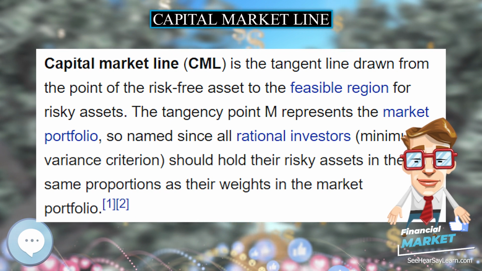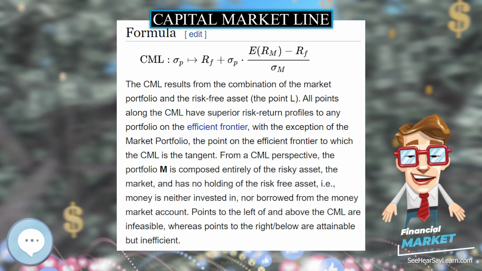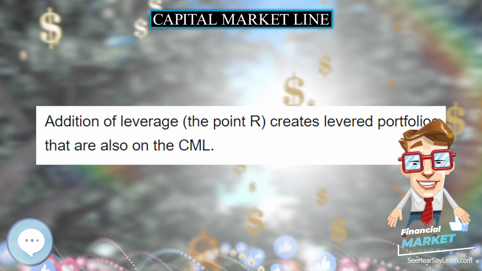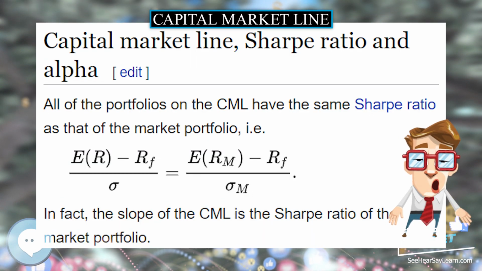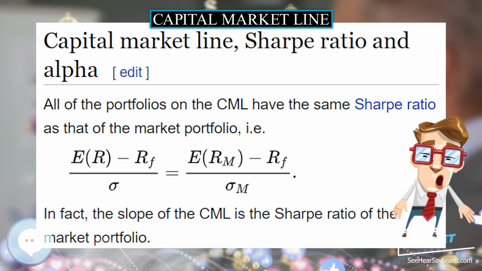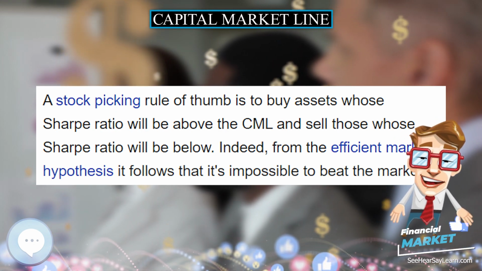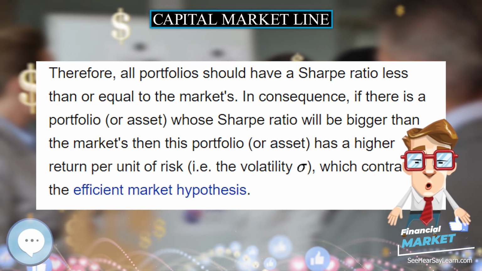Capital market line, Sharpe ratio and alpha. All of the portfolios on the CML have the same Sharpe ratio as that of the market portfolio. In fact, the slope of the CML is the Sharpe ratio of the market portfolio. A stock-picking rule of thumb is to buy assets whose Sharpe ratio will be above the CML and sell those whose Sharpe ratio will be below.